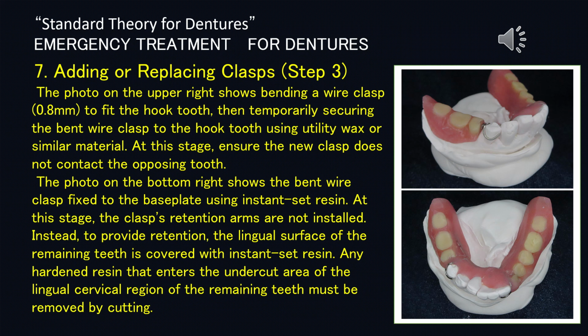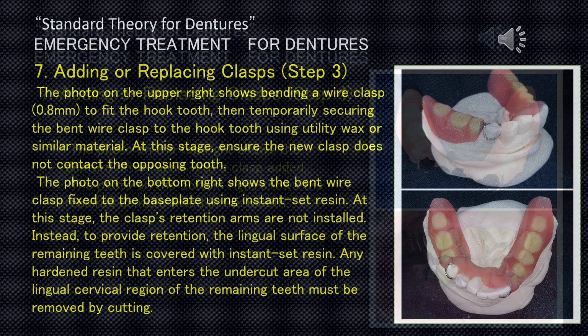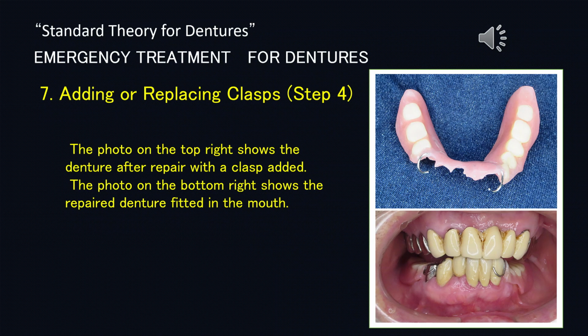At this stage, the clasp's retention arms are not installed. Instead, to provide retention, the lingual surface of the remaining teeth is covered with instant set resin. Any hardened resin that enters the undercut area of the lingual cervical region of the remaining teeth must be removed by cutting.